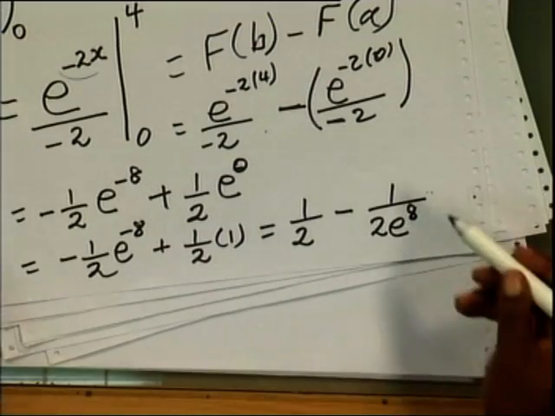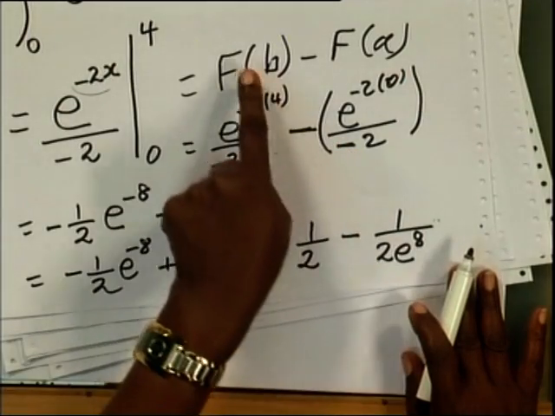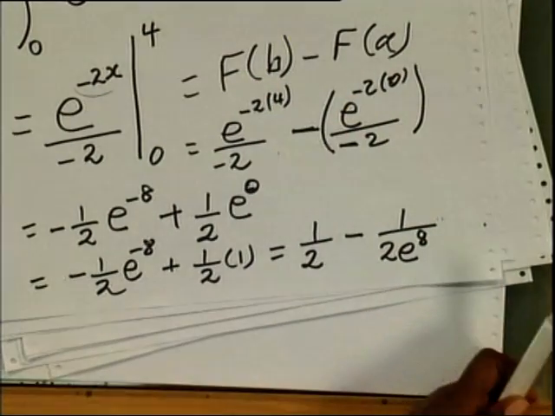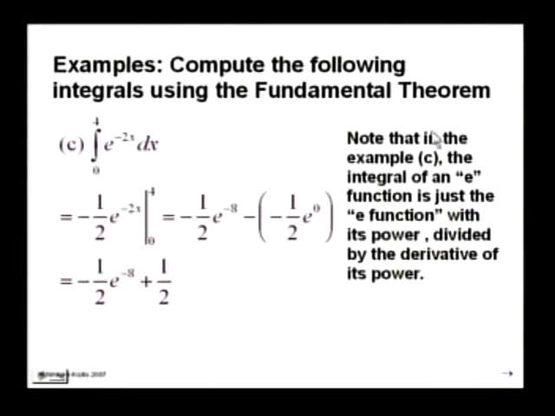I just wanted to do this because I wanted to highlight the e function and how to use the substitution. So this is a definite integral. And here, note what I'm writing, what I'm talking about, I've put it in words. Note that in example C, the integral of the e function, you leave the e function with its power divided by the derivative of the power. That's how you integrate the e function, plus a constant if it is an indefinite integral. But if it's a definite integral like this one, no constant.